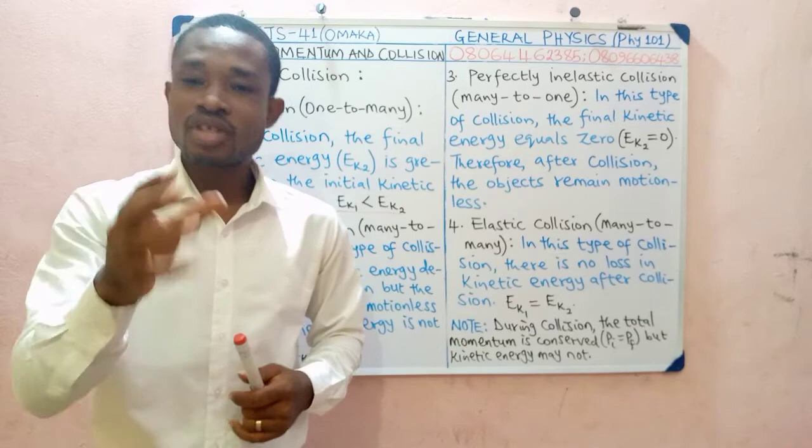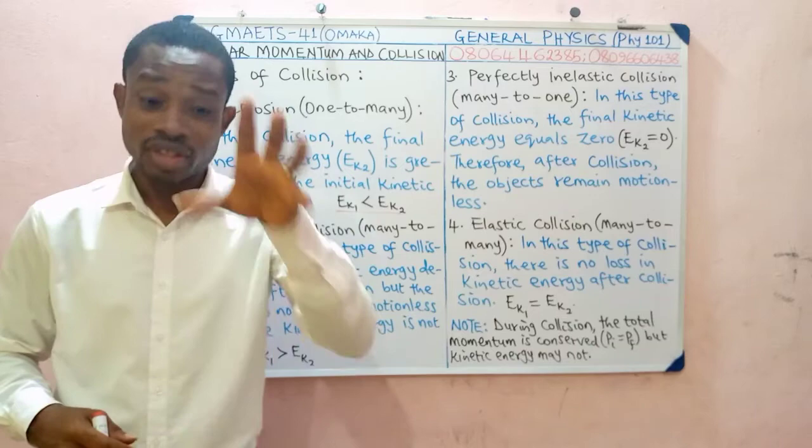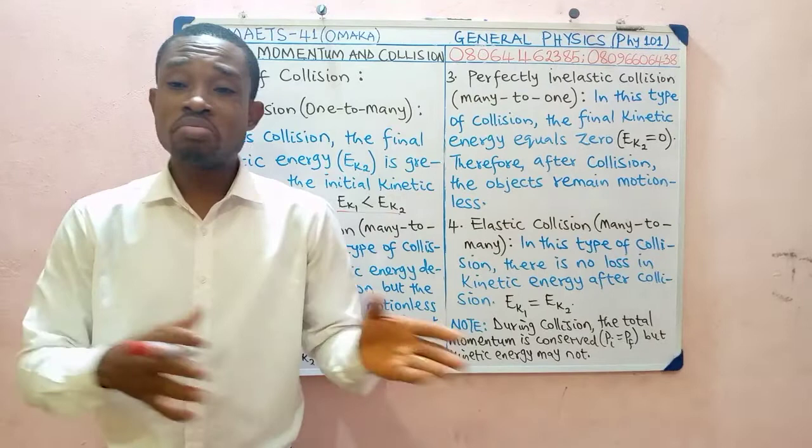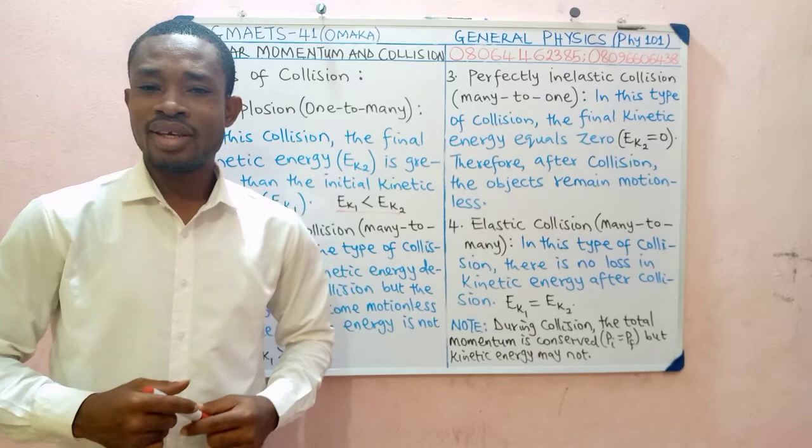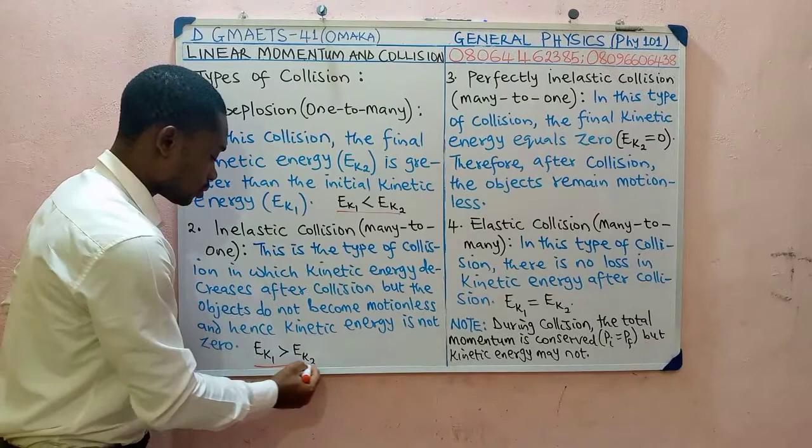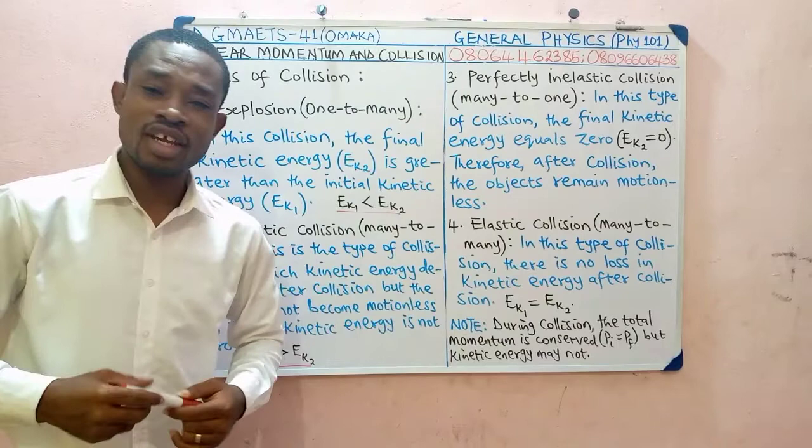In such a case, the kinetic energy after collision, that is the final kinetic energy, will decrease. It therefore means that inelastic collision, also known as many to one type of collision, is that in which the final kinetic energy is less than the initial kinetic energy. The other way around, it means that the initial kinetic energy is greater than the final, even if the total momentum of the system is conserved.